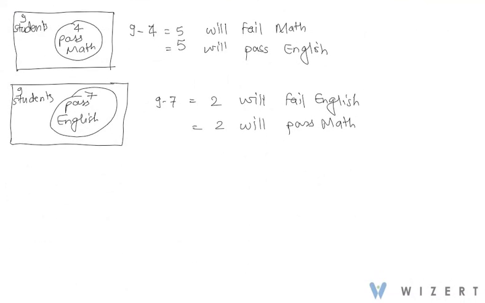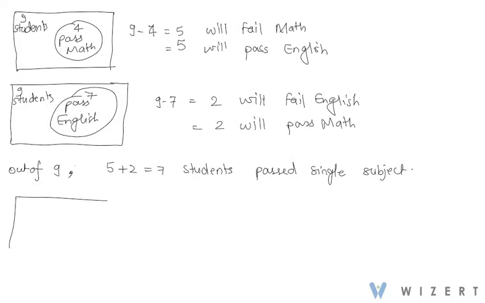Now again, since no students have failed both subjects, we can say that 5 plus 2 equal to 7 students passed a single subject out of 9. That means that if these were total 9 students, then 7 students have passed a single subject.